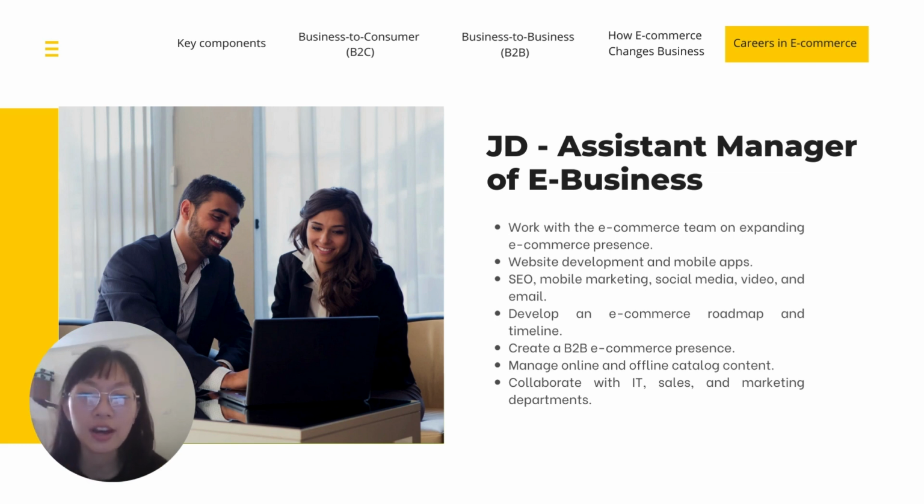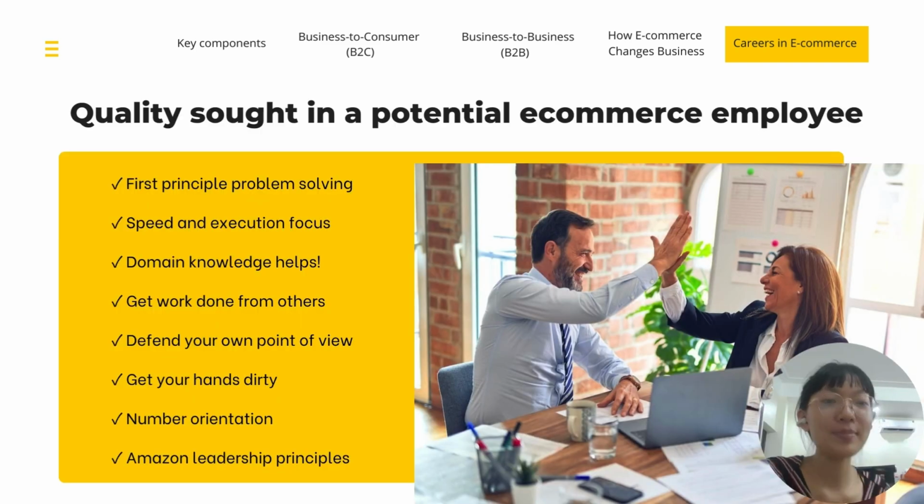You will also help develop an e-commerce roadmap and timeline, create a B2B e-commerce presence, manage online and offline catalog content, and collaborate with the IT, sales, and marketing departments in order to deliver good outcomes for your work. To be successful in this role, you will need to hone a number of qualities for yourself.